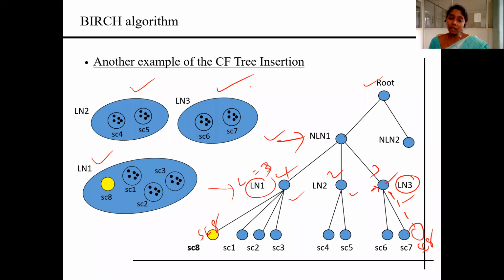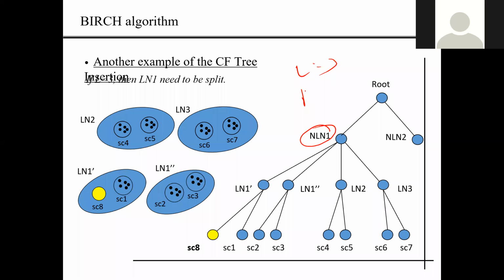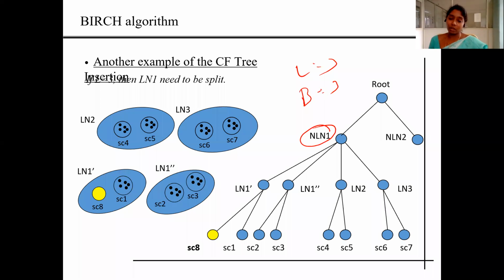Then an additional leaf node is added to the non-leaf node 1, right? How many children are there for the non-leaf node 1? 4 children are there. Given that L is equal to 3, the branching factor is also 3. So is there any need to split the non-leaf node or no need to split?